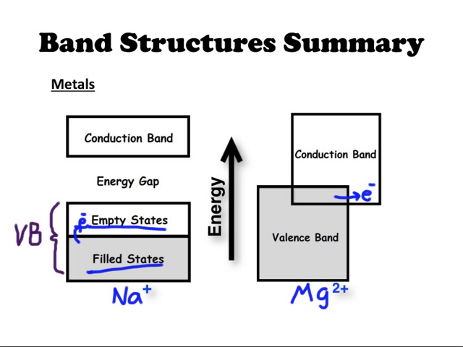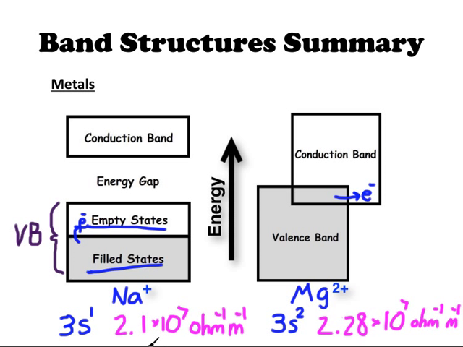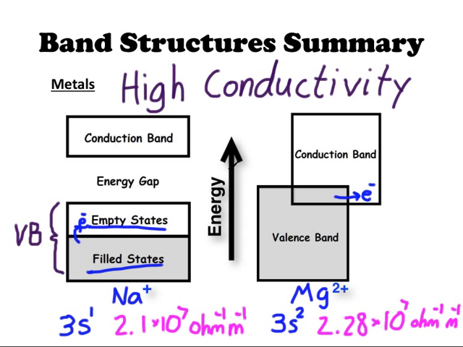The reason is that sodium has a half-filled valence band, so it has 3s1, only one of two electrons are in the valence band. Magnesium has a full valence band because it has 3s2, so your s band is going to be completely full with 2 electrons. The conductivity of these two different types of metals are high. So metals have a high conductivity. The conductivity of sodium happens to be about 2.1 times 10 to the 7th inverse ohm inverse meter, where the conductivity of magnesium is 2.28 times 10 to the 7th power inverse ohm inverse meter.